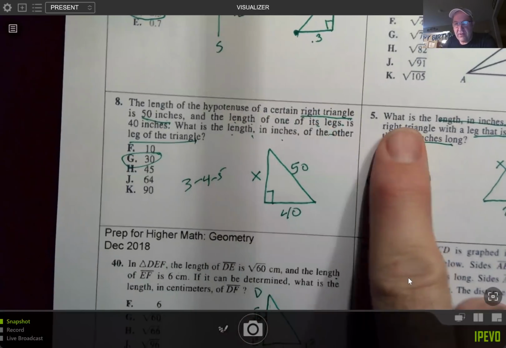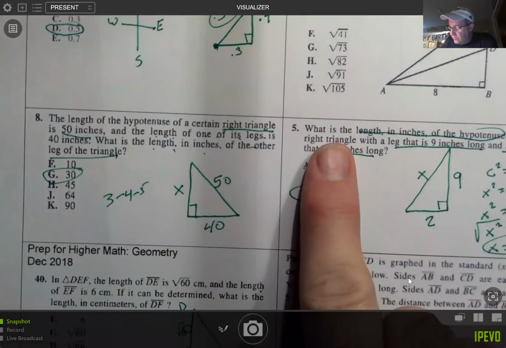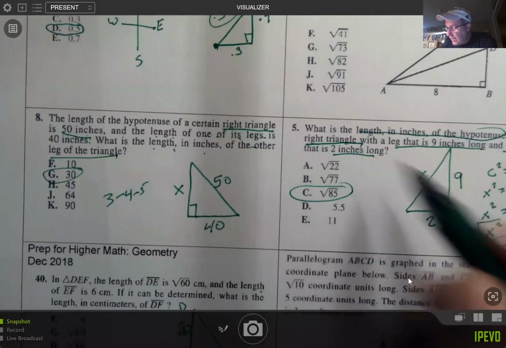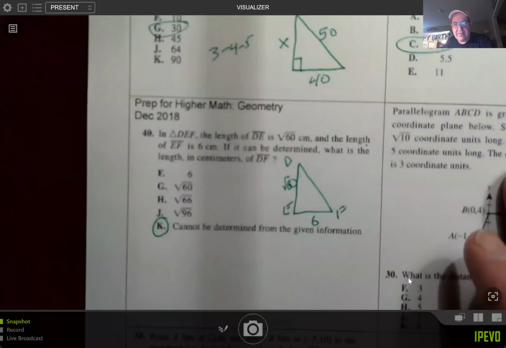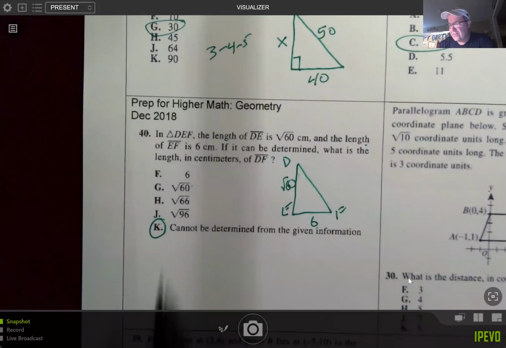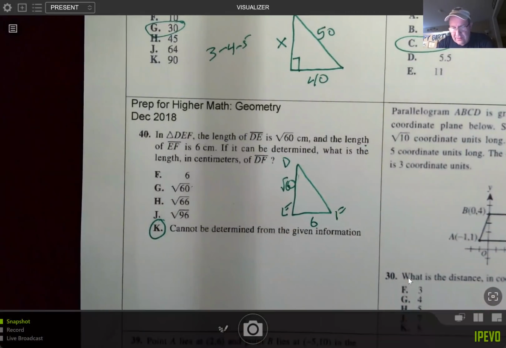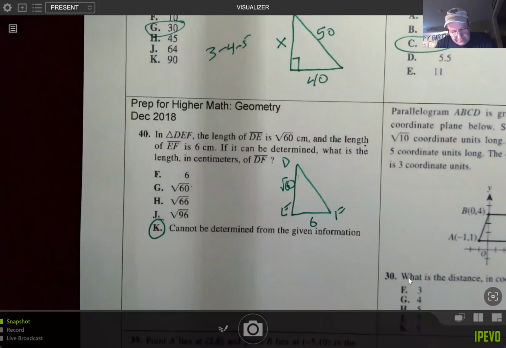Like on number 5, they didn't say right. Oh, they did. Yeah, it said right triangle here, right? But they did say the word hypotenuse, right? It's only in a right triangle. This one, it's not there. Also, it's in like the last 21 questions. So a little unnerving there.